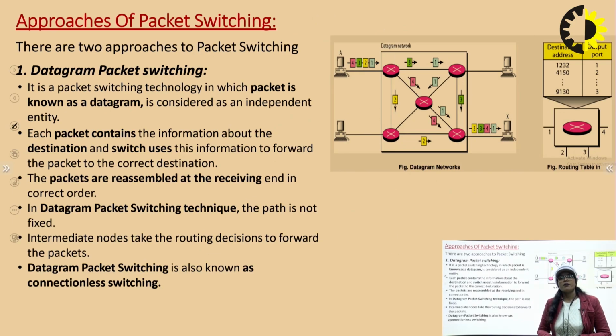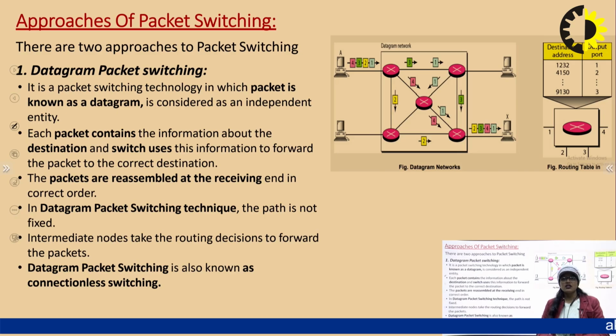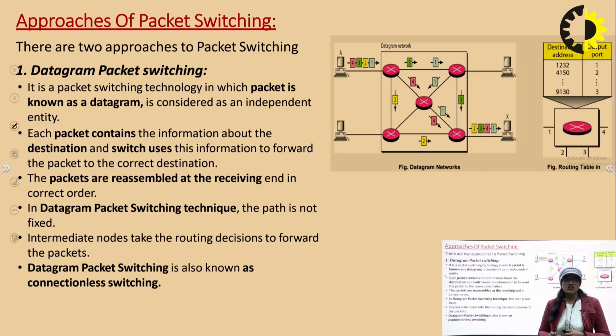Next, the different approach of packet switching is datagram packet switching. Basically, in packet switching the packet is known as a datagram, and these datagrams may travel using a connectionless approach. That means your packet does not need to take a dedicated path between the sender and receiver. The datagram freely takes any particular route to reach the destination point, right? Each packet contains the information about the destination, and the switch uses this information to forward the packet to the correct destination point, right?